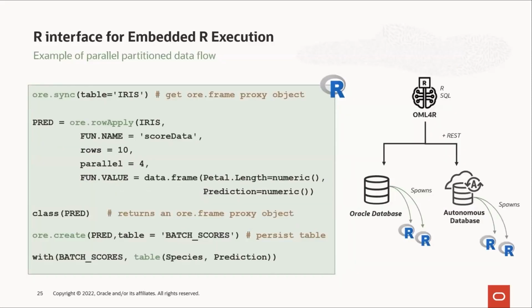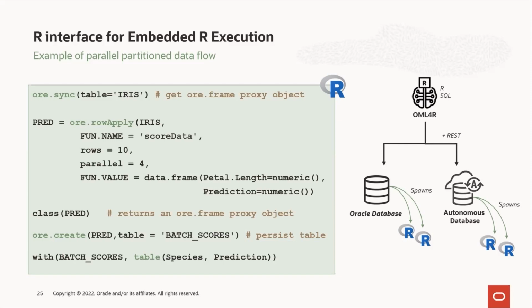So now let's use OML for R to get data parallel behavior using our scoring UDF. After getting a proxy object to the iris table, we provide it to ORE row apply, along with the name of the function in the script repository, and that we want 10 rows to be processed at a time, and do this in parallel using 4 R engines. The fun value parameter specifies the resulting data frame structure, so it can be automatically created as a single result, as opposed to a list of partial results.